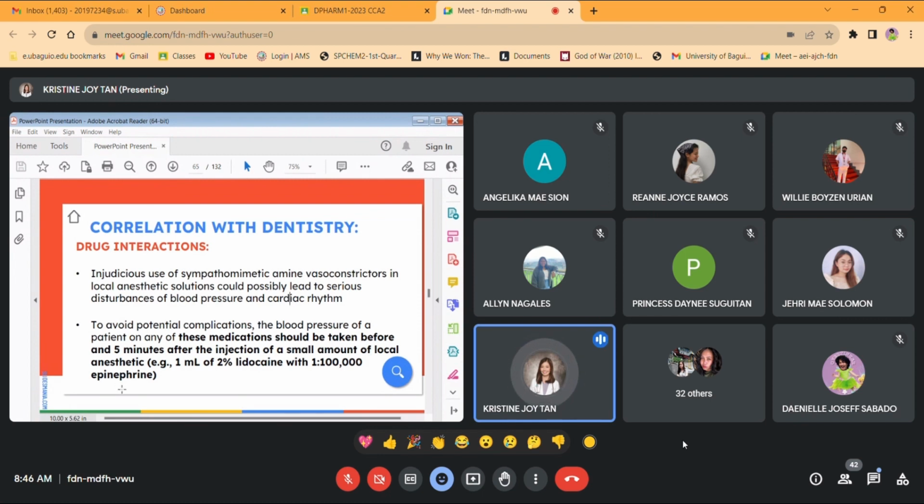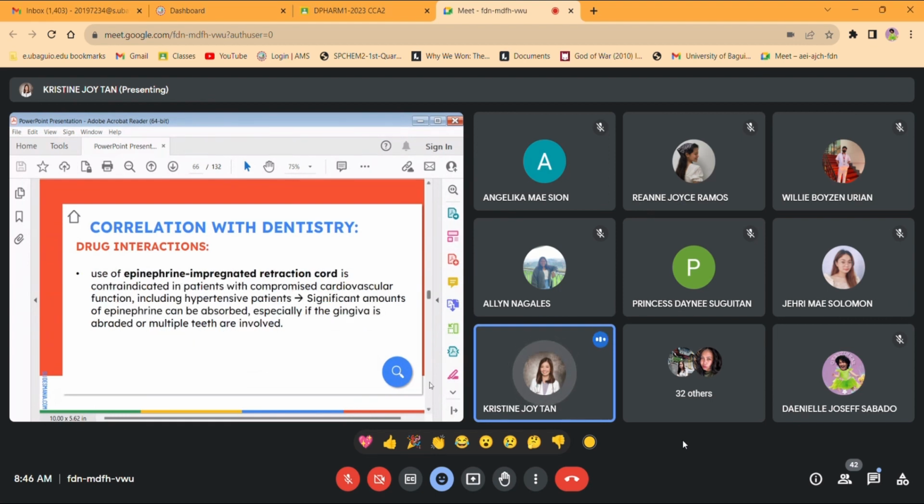So, kunwari, gagamit kayo ng 2% lidocaine with 1:100,000 epinephrine. Syempre, ang gagawin nyo is to take their blood pressure before and 5 minutes after you inject your local anesthetic to prevent disturbances with the blood pressure and cardiac rhythm of your patient. Yan. So, yun yung mga iti-take note nyo pag gagamit kayo ng local anesthetic kasi it can cause problems with or fluctuations with your blood pressure and cardiac rhythm in patients with cardiovascular diseases.